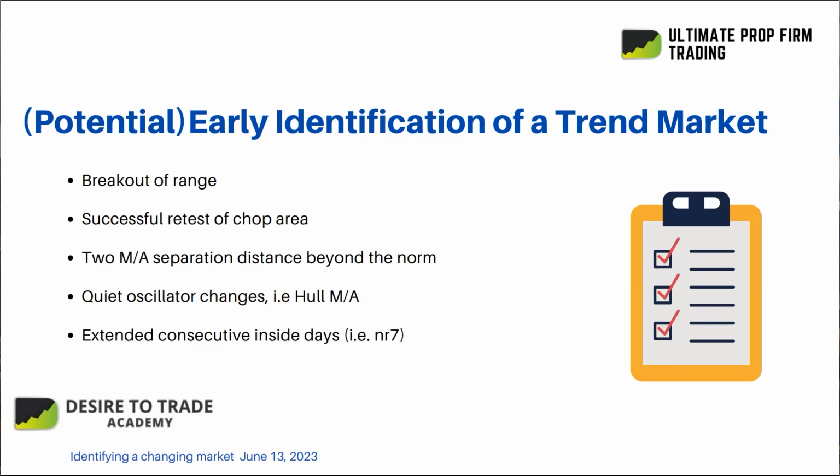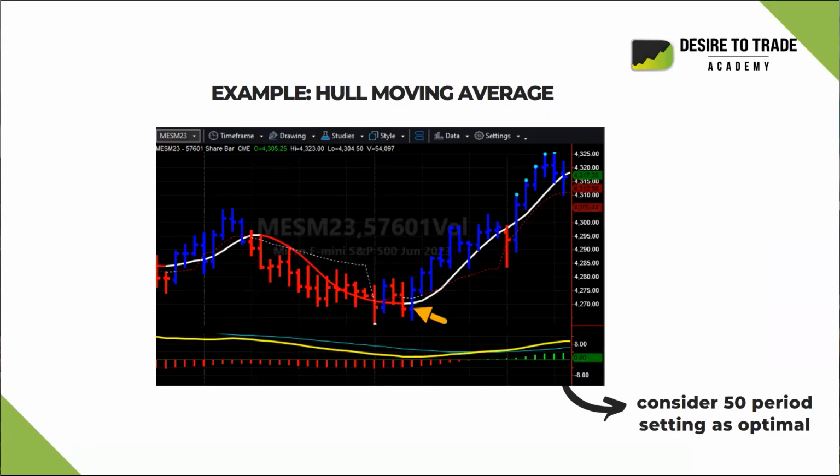And then obviously if you have a breakout of range, successful retest, potential for a change in tone in the market. Okay. Some interesting ones, a little data driven, a little hypothesis, but the NR7s, the Hull, I'm going to show you in a second. And the two moving average separations, very data driven, very visual, and can add some edge into defining what type of trading strategies you want to use. So let's go to the next slide. I'll show you an example of the Hull.